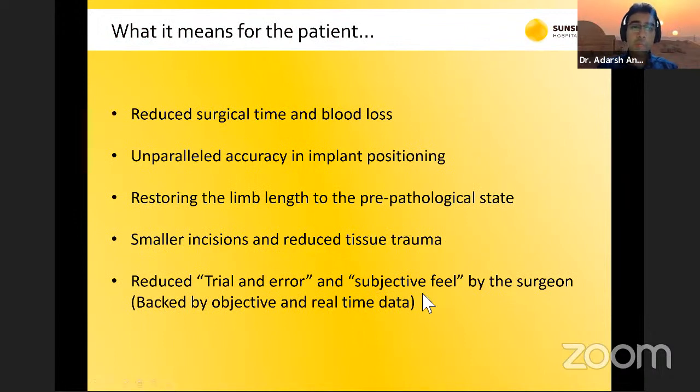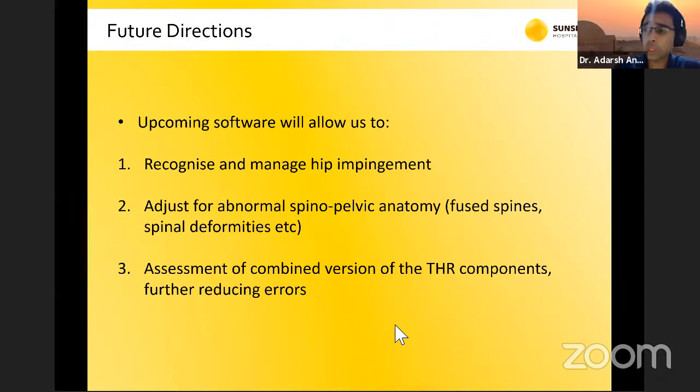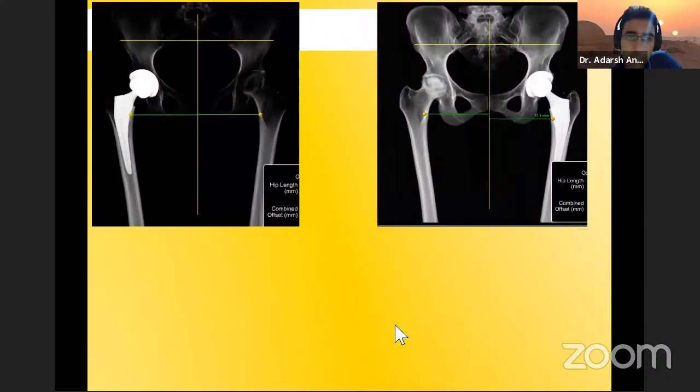So what does all of this mean for the patient? Oh, yes, it's definitely giving us a lot of comfort as surgeons, but it gives us reduced surgical time and blood loss, unparalleled accuracy in implant positioning, helps us to restore the limb length to the pre-pathological state, smaller incisions and reduced tissue trauma, and there's reduced trial and error and subjective feel. In future, there is new software coming up which is going to help us recognize and manage hip impingement as well, and it helps to adjust for the abnormal spinopelvic anatomy, and also gives us an assessment of the combined version of the components.